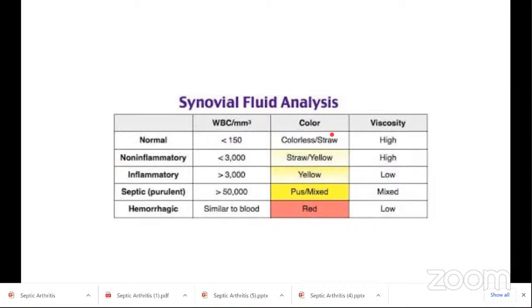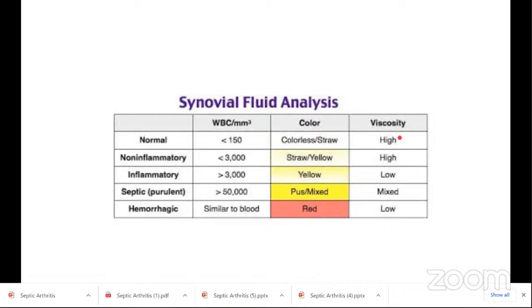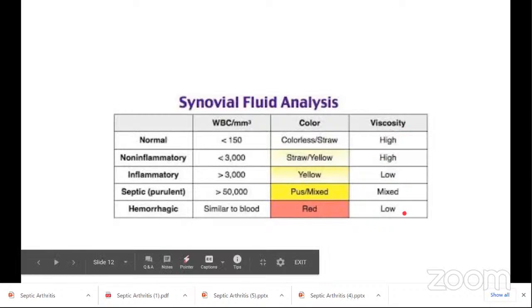Of course, color, as I told you, normal to straw color. Pus is yellow in color. Hemorrhagic is either in trauma or when the patient comes with hemophilia. Viscosity, please remember, Manjunath, I will tell you once again. Viscosity is very high in normal. It is reduced because of the infection, because the mucin is completely degraded in the septic arthritis.